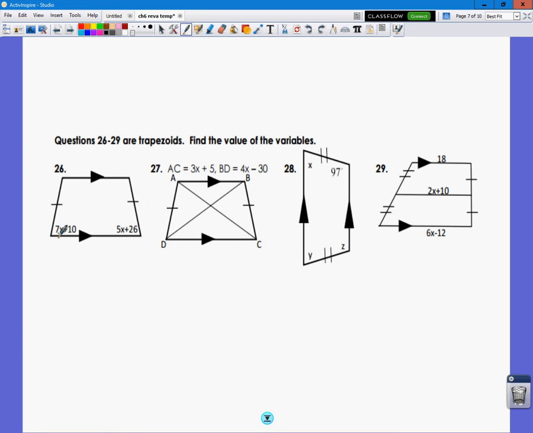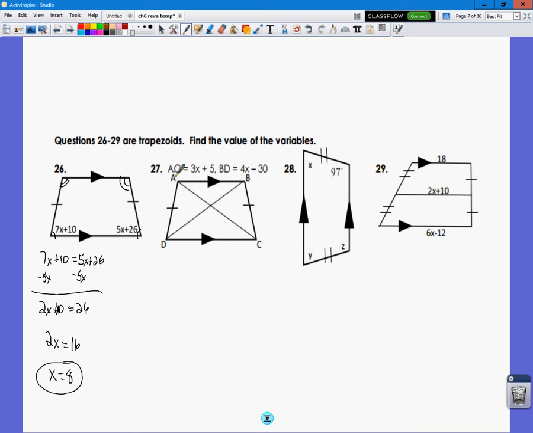In a trapezoid that's isosceles, base angles are congruent. So this equation would simply be 7x plus 10 equals 5x plus 26. Subtracting 5x from both sides, I have 2x plus 10 equals 26. Subtracting 10, 2x equals 16. Dividing by 2, x equals 8.